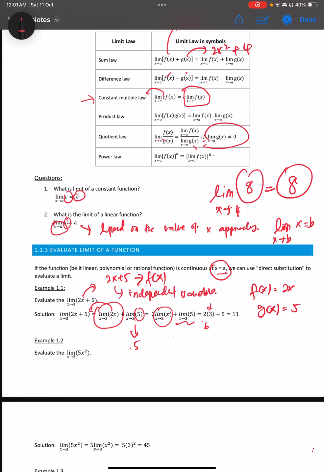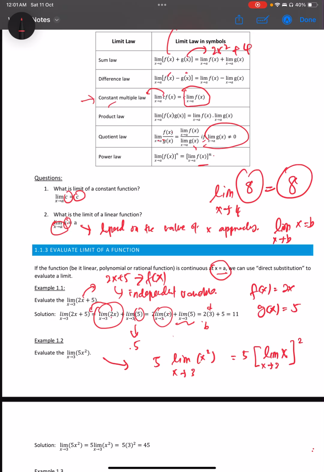Next example, 1.2. Evaluate, okay, this is a polynomial. Evaluate 5x to the power of 2, x approaching 3. This is the power law, and also we have the constant multiple law. So I bring the constant outside. I will get 5 limit x squared, and x is approaching 3. So what I would get is equivalent to 5 and then limit x approaching 3 to the power of 2.